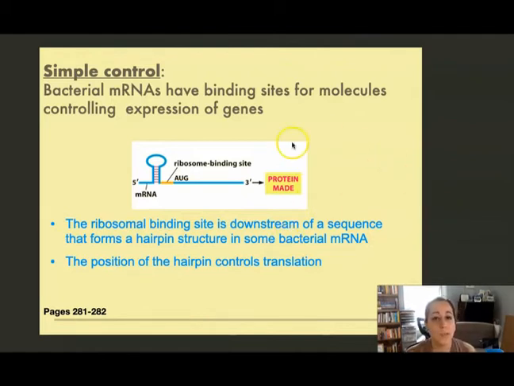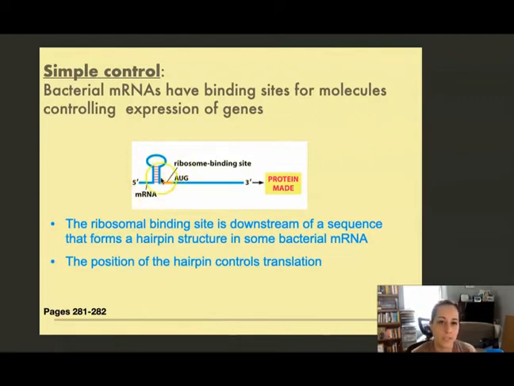And as we mentioned yesterday, there are binding sites on the mRNA that the ribosome recognizes, and we actually have other binding sites that other proteins can recognize as well, and we'll be talking about that now.